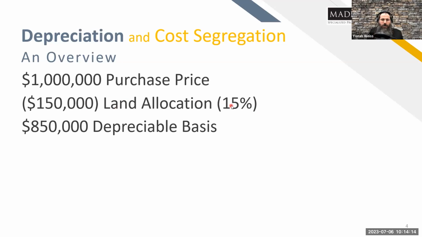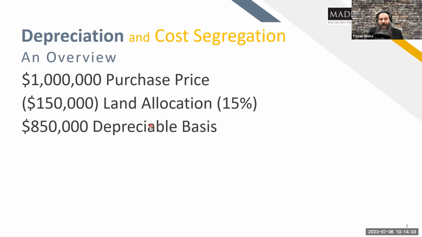I'm using 15% here because that's a pretty national average. However, there are certain locations where land will be much more valuable. Think about places like California, right? Land is really high. Your land value is going to be 50% sometimes, which is crazy, which means that you're going to have less of a depreciable basis. But if it's only 15%, you're left over with $850,000.